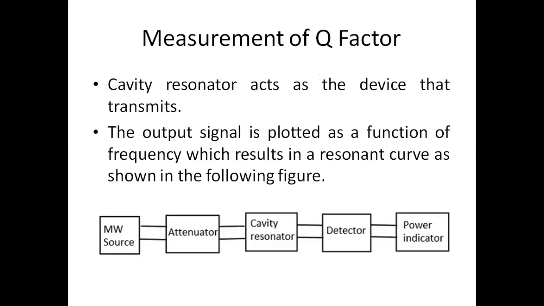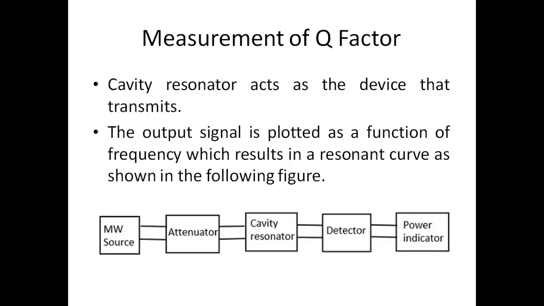This is the setup that is used for the measurement of Q factor. We are using a microwave source, then an attenuator, and the signal that is generated in the microwave source is tuned using the cavity resonator. Then that signal is detected using a detector, and then we are using a power indicator. Here the cavity resonator acts as the device that transmits, based on the frequency that is generated by the microwave source.